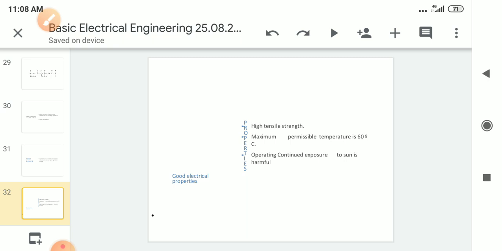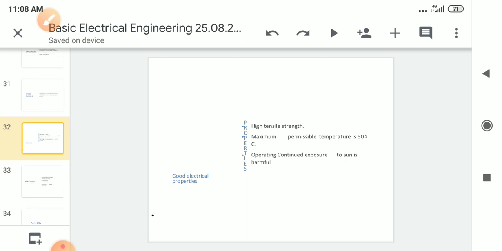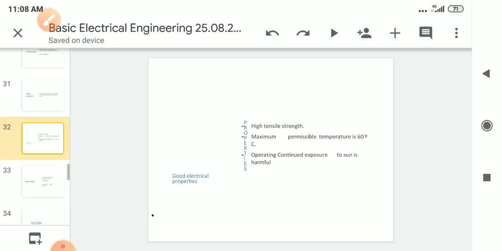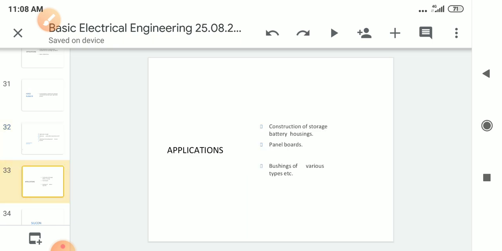These are the properties related to hard rubber. After observing these properties, which type of applications is it used for? The construction of storage battery housings, panel boards, bushings of various types.